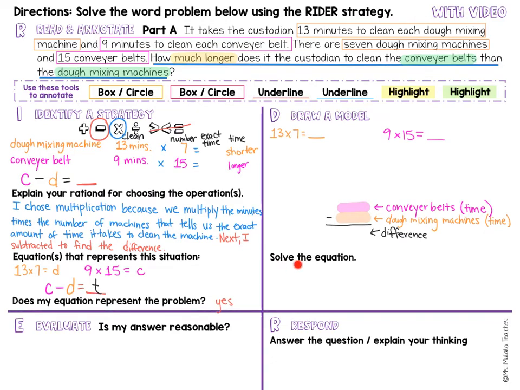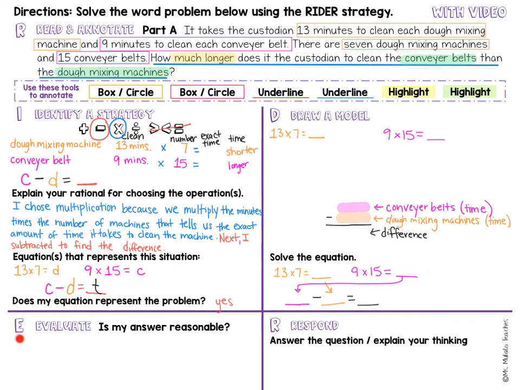Now we will solve the equation. You will use the same equations that you used over here, but instead of putting variables, you will write the answers that you found when you used your models. Pause the video so that you have time to write your equations.